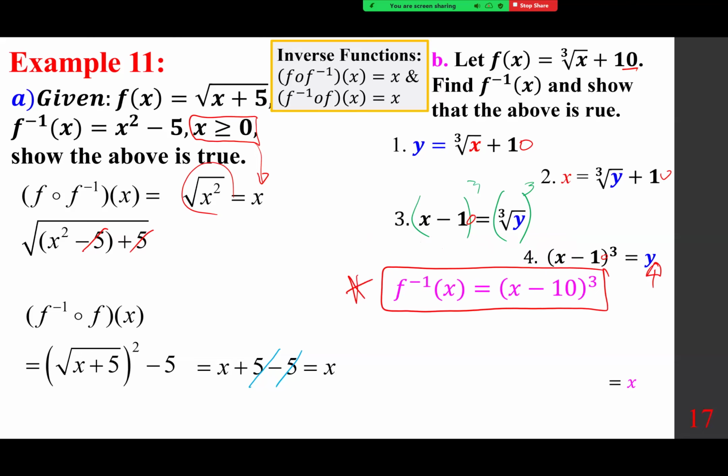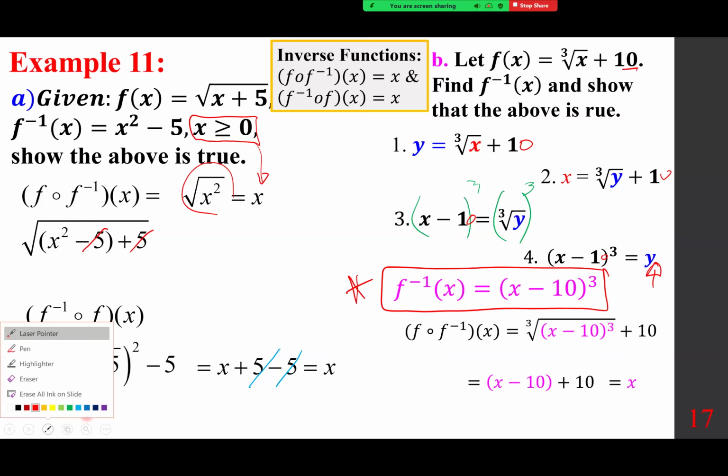But to verify the above, we are going to do one of them. If I want to look at f of f inverse, I'm going to replace this x with the expression x minus 10 quantity cubed. X minus 10 quantity cubed, the cube root of that comes out as x minus 10, and x minus 10 plus 10 give us x, and we are done.